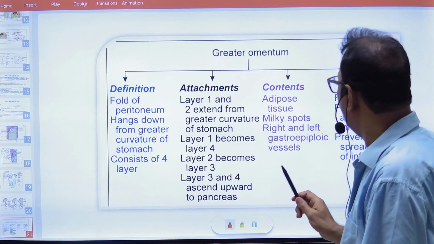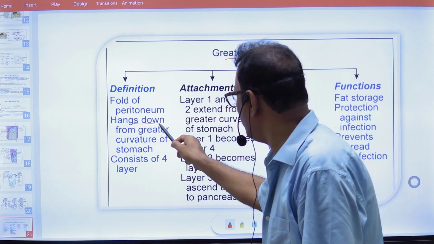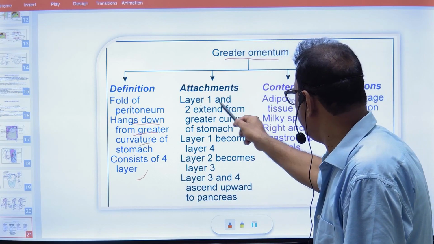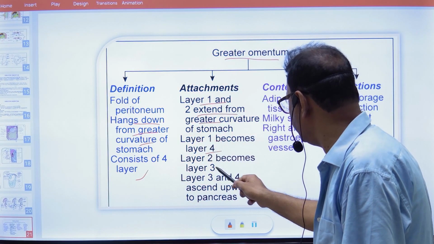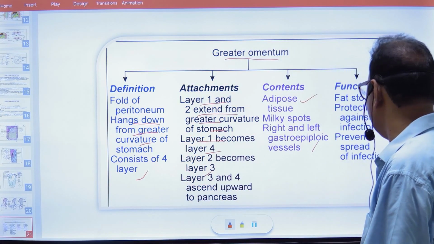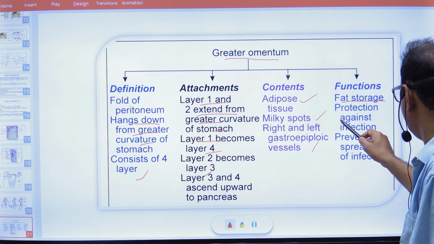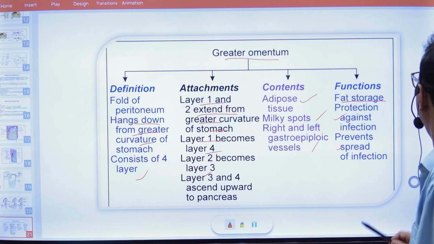Regarding the greater omentum, finally, it is the fold of peritoneum which hangs down from the greater curvature of the stomach and consists of four layers. The first layer and the second layer extend downward from the greater curvature. The first becomes the fourth and the second becomes the third. It contains adipose tissue, milky spots, and right and left gastroepiploic vessels. Function: fat storage, protection against infection, and prevention of the spread of infection.